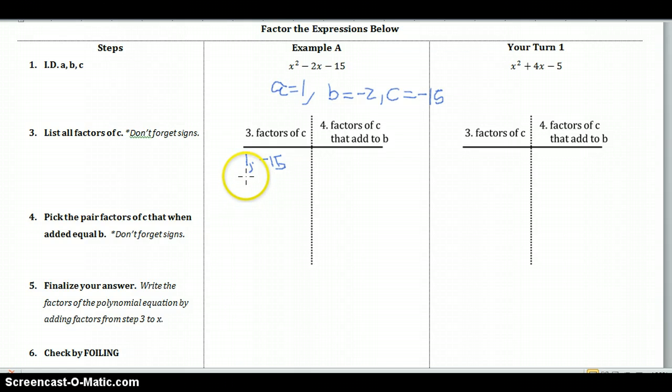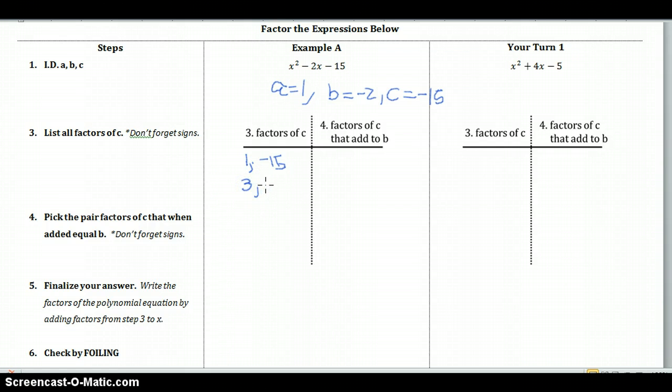Now we're going to start listing the rest of the factors. Remember, our factors need to be integers. That means they can't be fractions or decimals. If we go to the next number above 1, which is 2, the only number that we can multiply 2 by to get -15 is -7.5, and that's a decimal. We don't want to use that. So we have to use only integers.